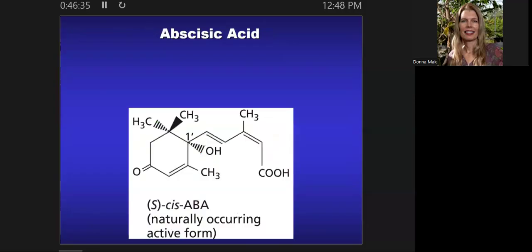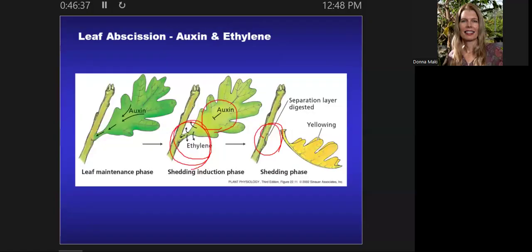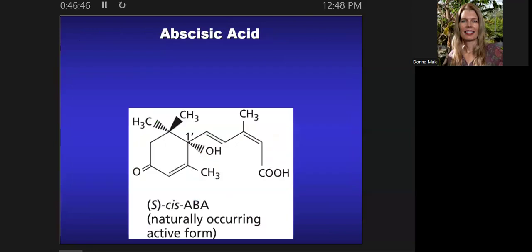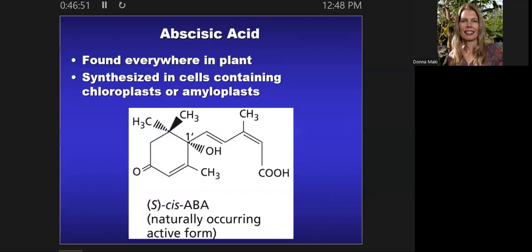So again, with these hormones, it's often more than one hormone that needs to be heard, so to speak, or needs to be part of a signal transduction in order to have a certain behavior. Abscisic acid is pretty much found everywhere. There's no easy definition of where it's produced. They often define it this way: it's synthesized in cells that contain chloroplasts or amyloplasts. That pretty much means every single cell that can do this. So abscisic acid, again, is just one chemical. It's abscisic acid, which you're seeing here.